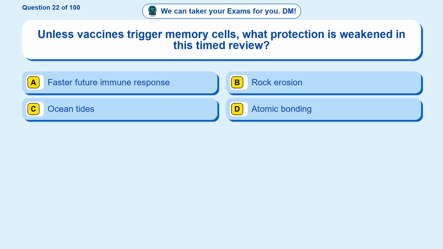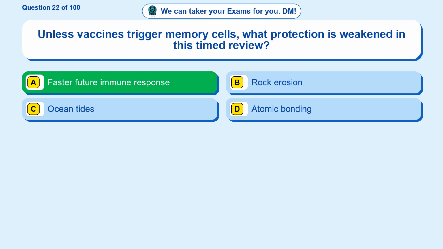Question 22. Unless vaccines trigger memory cells, what protection is weakened in this timed review? Option A. Faster future immune response. Option B. Rock erosion. Option C. Ocean tides. Option D, atomic bonding. The correct answer is option A.